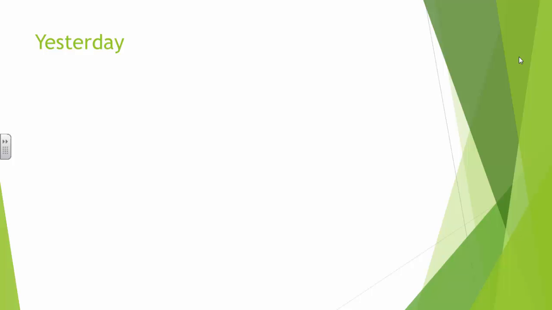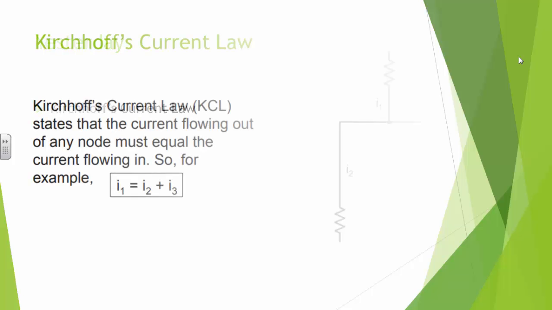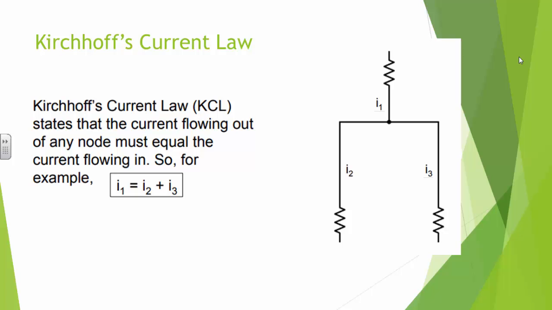So yesterday we talked about Kirchhoff's current law and essentially discussed the concept that current flowing out of any node, any location in a circuit, has to equal the current flowing in. So for this case, I1 is equal to I2 plus I3.